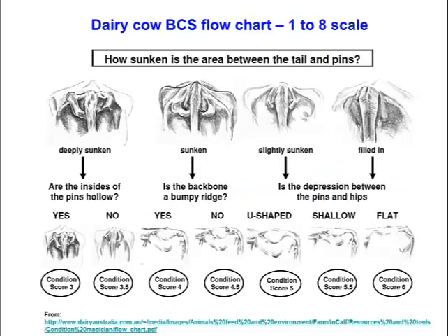This is just a bit of a reminder about what, on a 1 to 8 scale, some of the features are for cows between 4.5 and 5.5. Cows that are 5.5, the area between the pin bones and the hooks tends to be filled out a little bit, tends to be shallow compared to very deep in cows that are under body condition score 4.